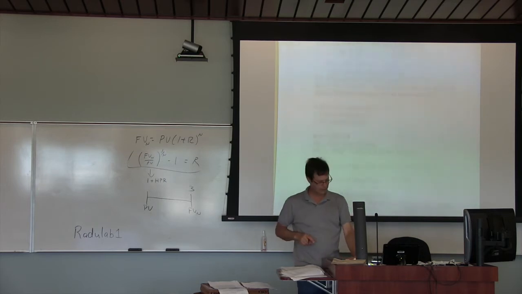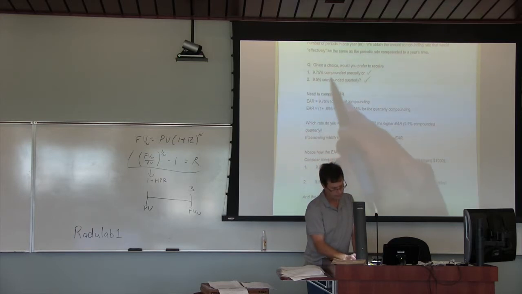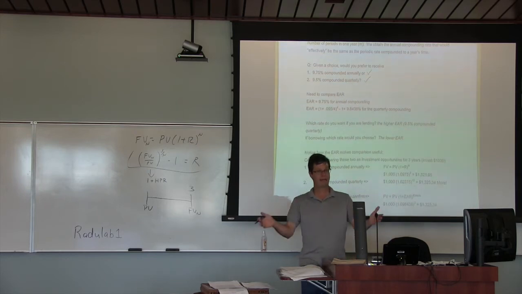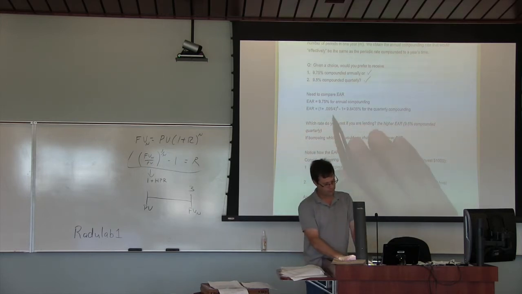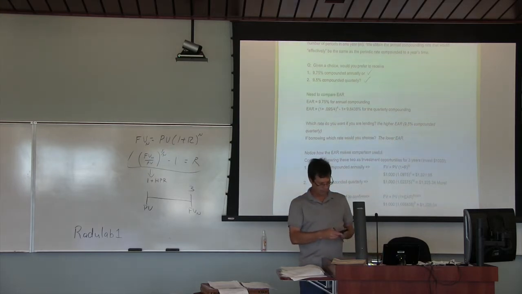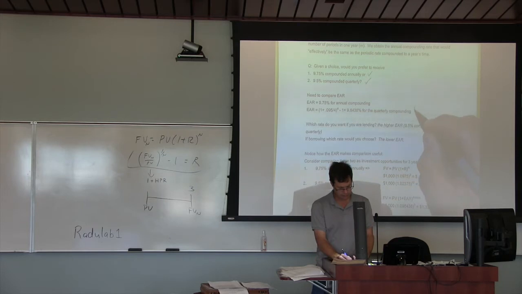So, you've got two examples here. Would you like to get 9.75% compounded annually or 9.5% compounded quarterly? First thing is, the 9.75% compounded annually, that is the EAR for that. It's already done for you. But to get it for the quarterly compounding, you need to work that over a little bit. So the 9.5% tells you that the periodic rate in that case is 2.375%.